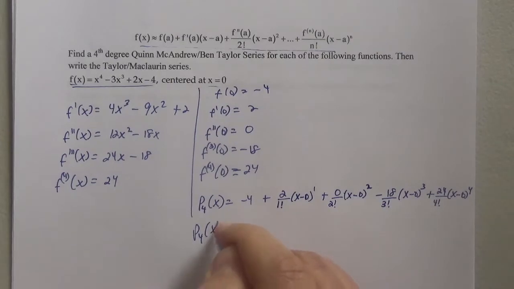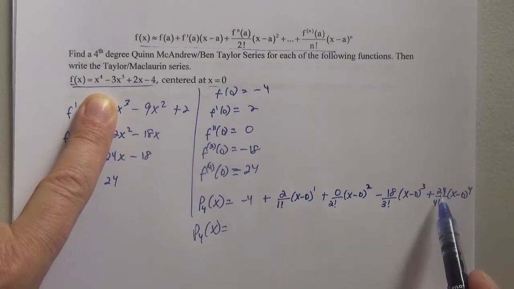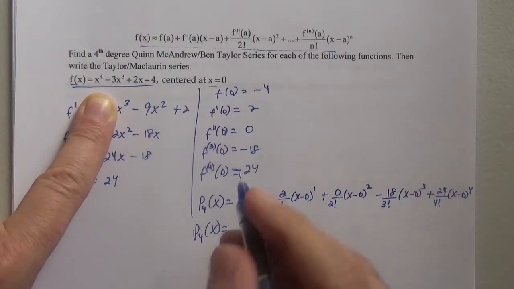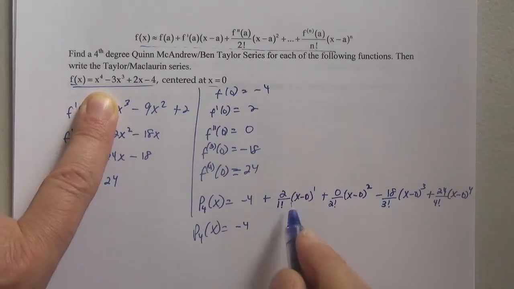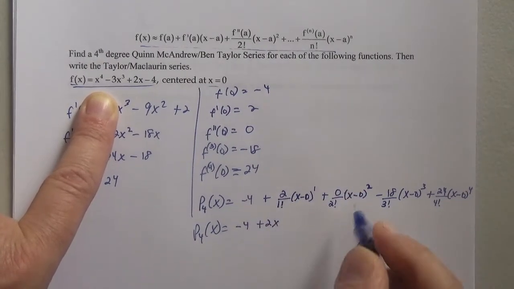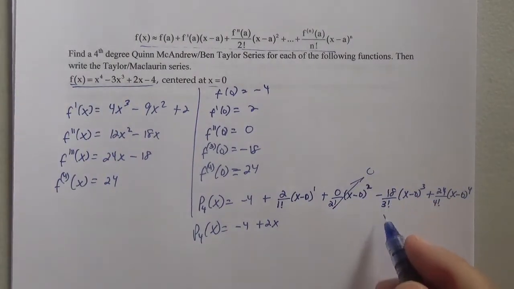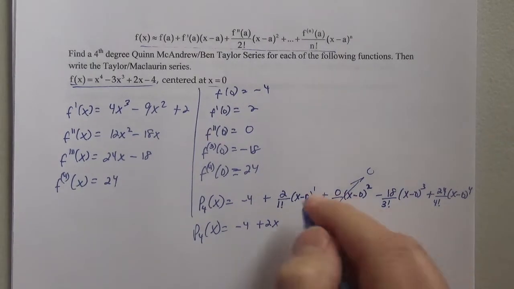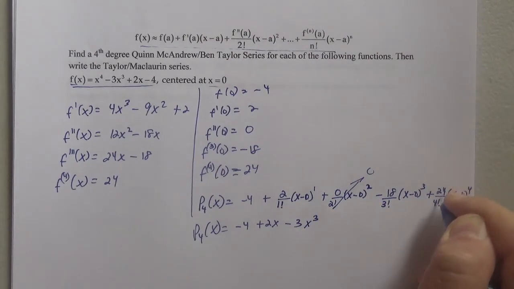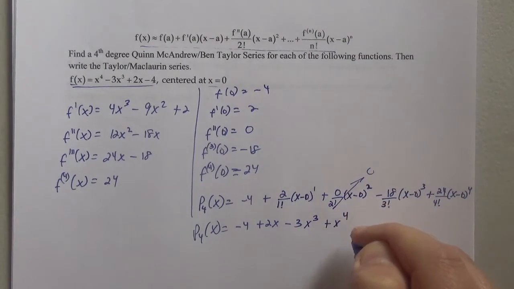So my fourth degree Taylor approximation of a polynomial. I've just made a Taylor polynomial. I'm trying to use a polynomial to approximate a polynomial. Seems kind of silly, but you'll see why in a second. So negative 4, this is just 2 over 1 factorial times x minus 0, so plus 2x. This term goes away because the derivative is 0. 3 factorial is 6, so negative 18 over 6 is negative 3, so this is minus 3x cubed, and 4 factorial is 24, so 24 over 4 factorial is 1, so this is just plus x to the fourth.